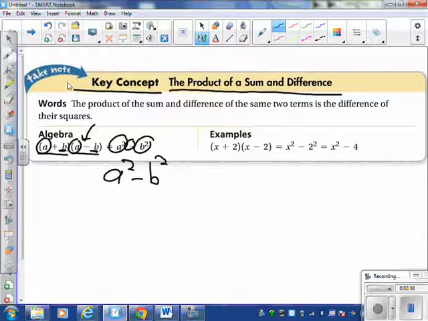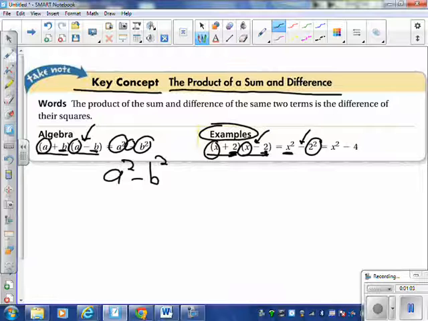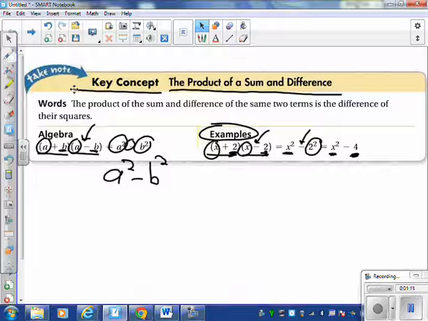An example of that with numbers, we have x plus 2 times the same numbers, x minus 2. What you do here is you take the x's and you square them. Since there's a minus sign, you bring the minus sign over. You take the 2's and you square them. So that will give you x squared minus 2 squared, which is 4. So we're going to use this key concept to solve the next set of problems.